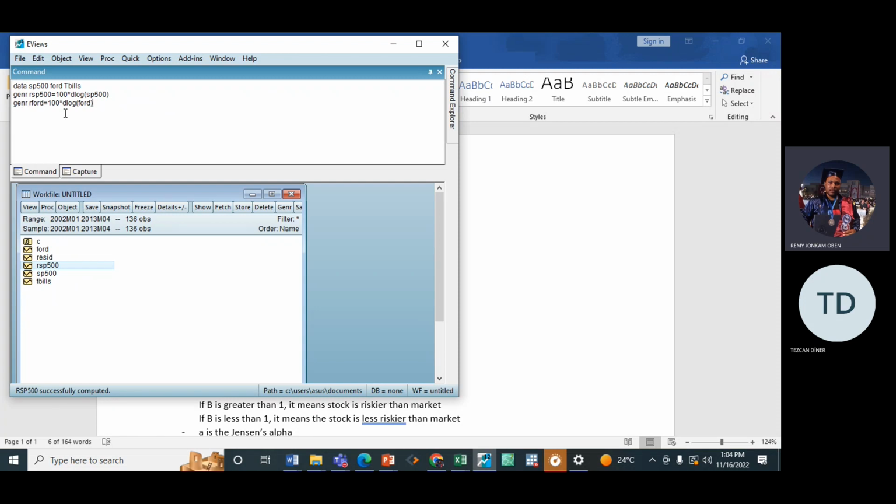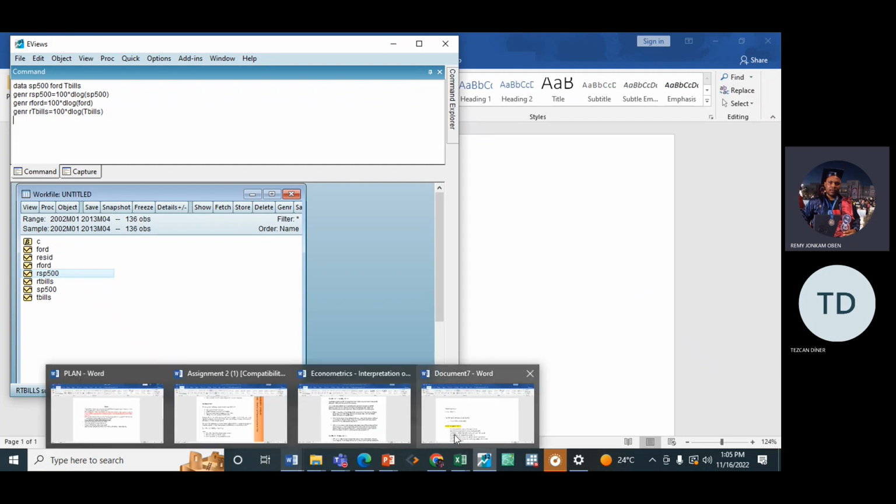So generate ARU Ford equals 100 times D log Ford. I hope I've made no mistake. So let's do T-bills. Generate ARU T-bills equals 100 times D log T-bills. It's fine, right? I've made no mistake, right? Let's check. Okay. So I have generated the return series.